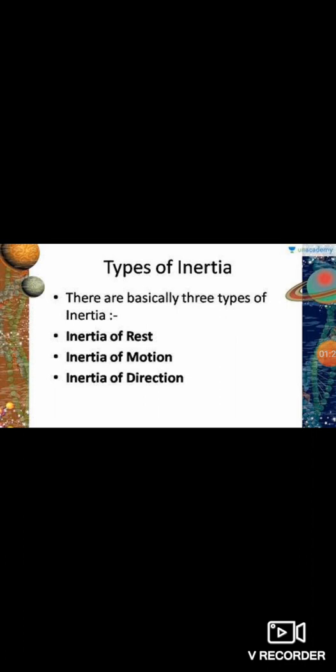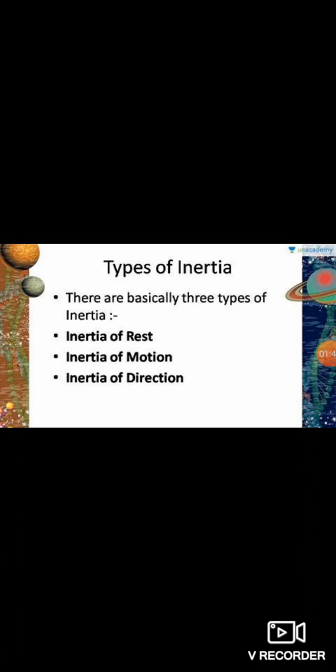Another thing: when the moving bus's brake is applied, you will move forward. It is inertia of motion. The reason is that you are already in a state of motion, and you are trying to come to rest, but because of your inability to change your state, you move forward. That is inertia of motion.